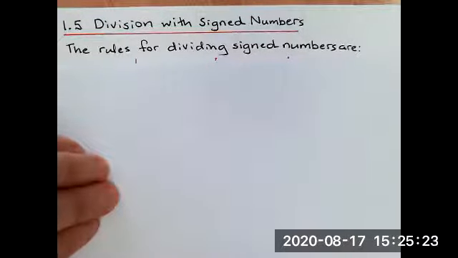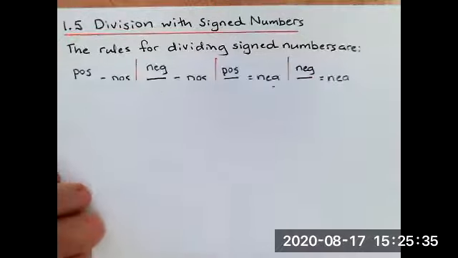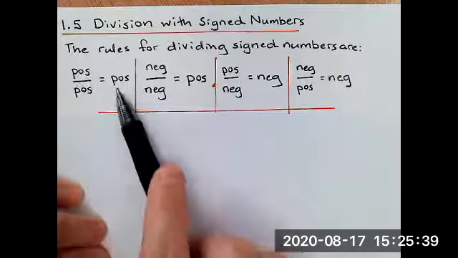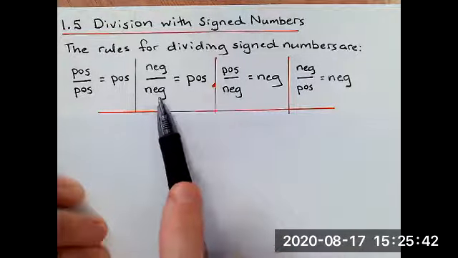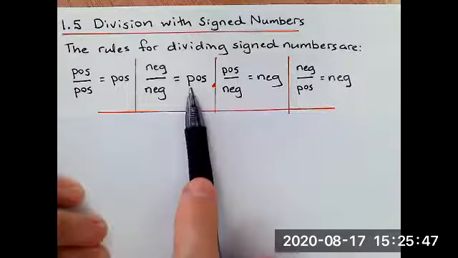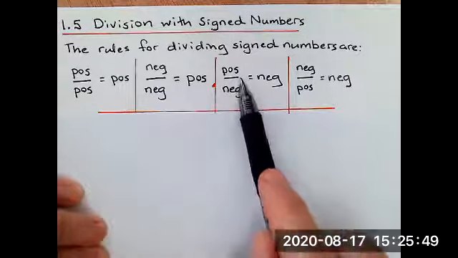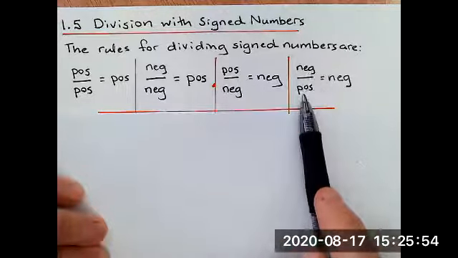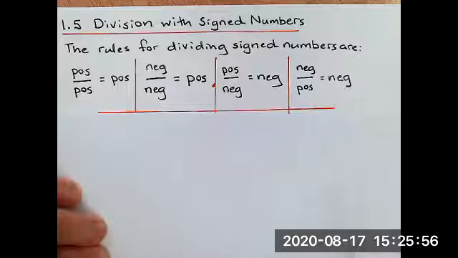Division with signed numbers. Division is just another way of rewriting a multiplication. So the rules for dividing signed numbers are the same as the rules for multiplying signed numbers. A positive divided by a positive is positive. A negative divided by a negative is the same as a negative times a negative, you get a positive. A positive divided by a negative is negative, and a negative divided by a positive is negative.